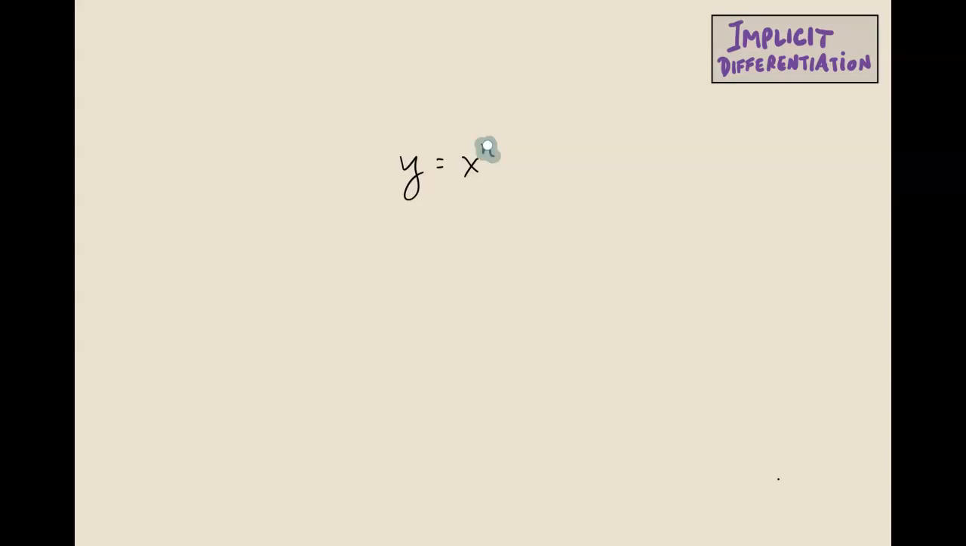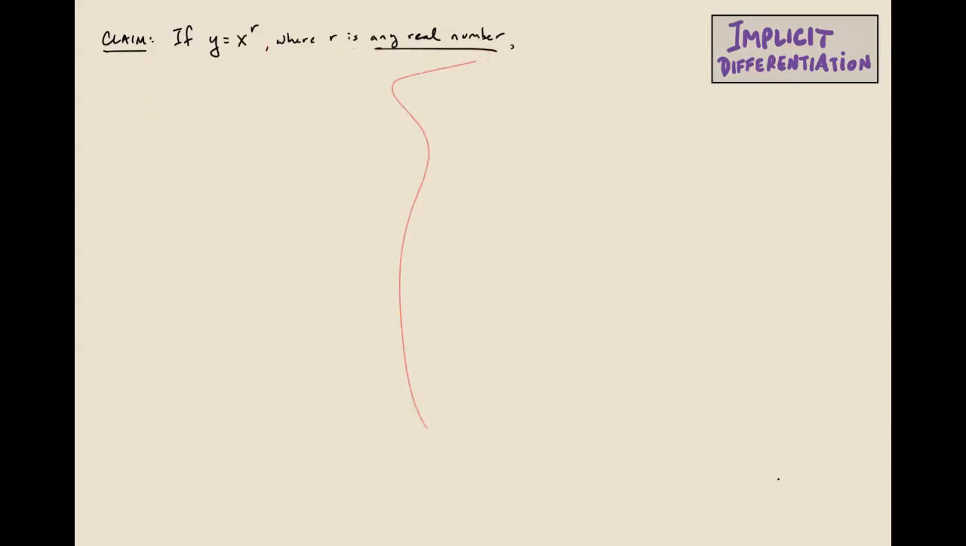But what if we have an exponent that is not rational? What if we had x to the pi, or x to the e, or x to the square root of 2? Does the power rule still hold in such cases? It does, but we have to prove that it does, and we can do that now. Our claim is that if y is x to the r, where r is any real number, then the derivative of y with respect to x is obtained by pulling the exponent down front and reducing the old exponent by 1. This is the power rule in full-blown generality.